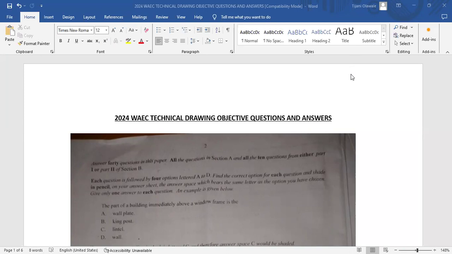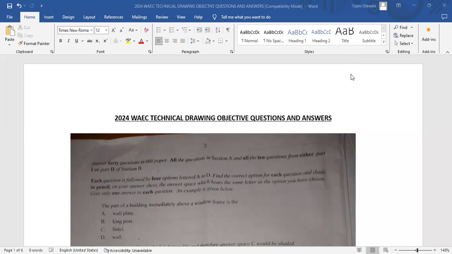And what I do is solve technical drawing problems, and I also provide very important information that can help you to have a better performance in your technical drawing examinations. Here we have 2024 WAEC Technical Drawing Objective Questions and Answers.